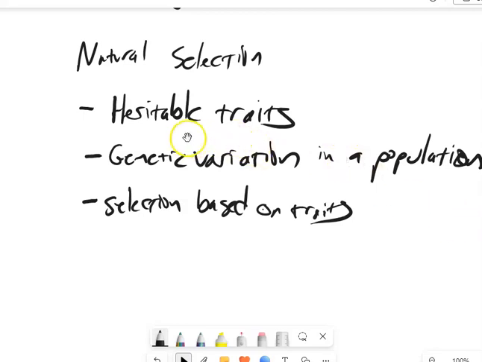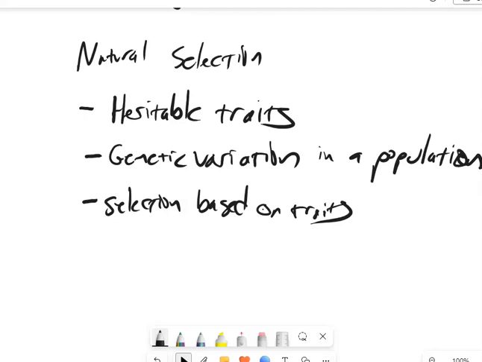So the heritable trait there is the spike protein. In a mutation, a new spike protein is encoded in the viral genome. That would be a heritable trait. And the selection based on the trait would be the fact that they can attach faster and therefore make more new virions of that type.